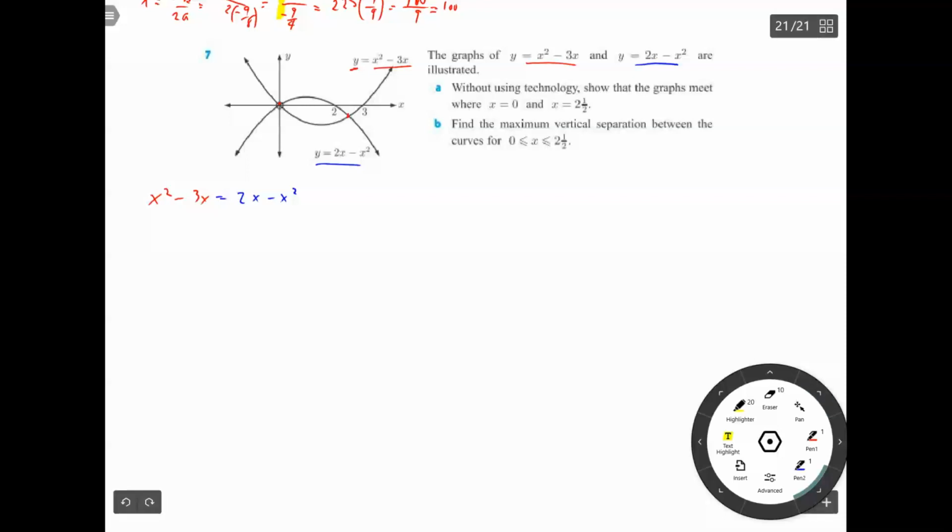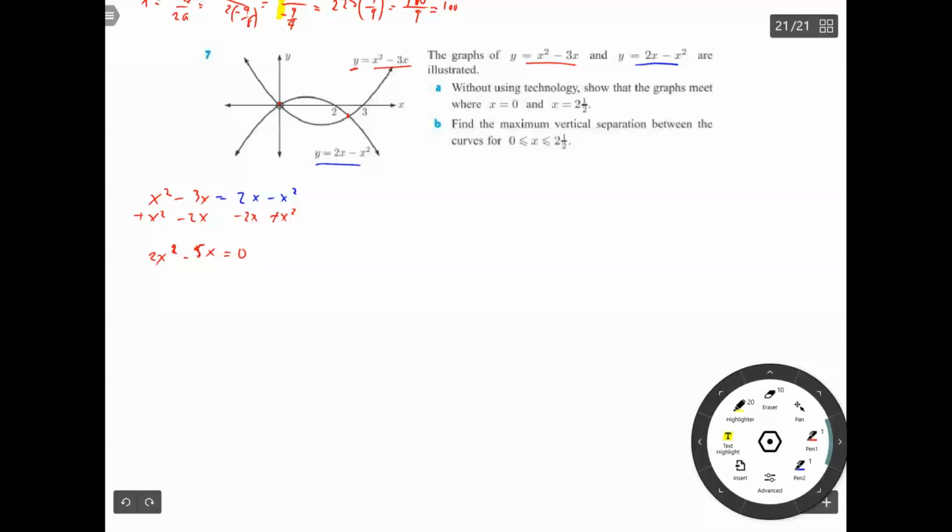So what we're going to do is add x squared to both sides so that we get x squared on the left only. We're going to subtract 2x from both sides to get the x terms on the left only. And then we'll get 2x squared minus 5x equals, and then the right side becomes 0. So 2x squared minus 5x equals 0.